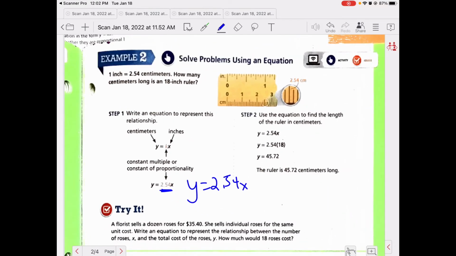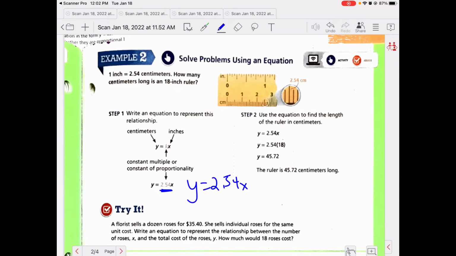Now, x is the number of inches, okay? So if we're trying to find the number of centimeters for an 18-inch ruler, I would do 18 times 2.54. Now, some of you might have been like, Miss Oz, I could have done that without an equation, and that's fine, right? But I'm showing you where this stuff is coming from, so that if you ever get stuck and you don't know if you multiply or divide, you can use your equation to do that.